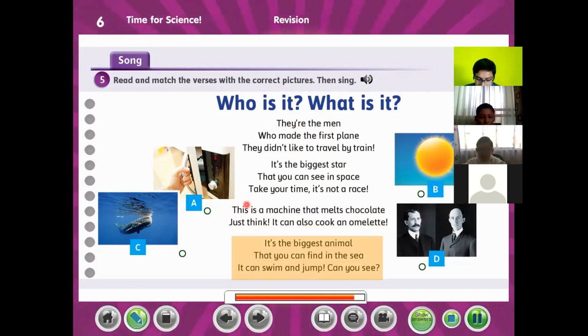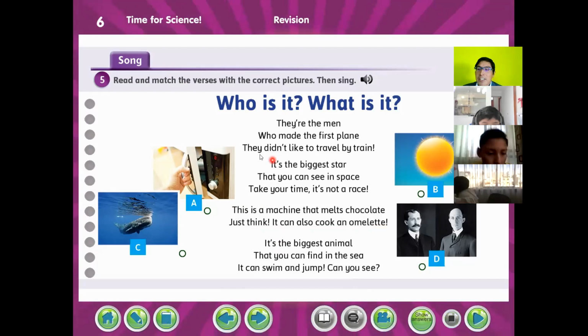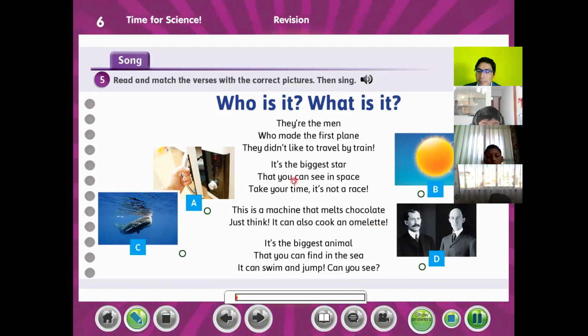You can see it. Okay, my friends, this is the song for our unit. Okay, so let's listen one more time and let's sing. Okay. One more time, please. Open your microphones. Let's sing. Workbook, Module 6, Revision. 5. Read and match the verses with the correct pictures. Then sing. Who is it? What is it? Open, please, your microphones one more time.